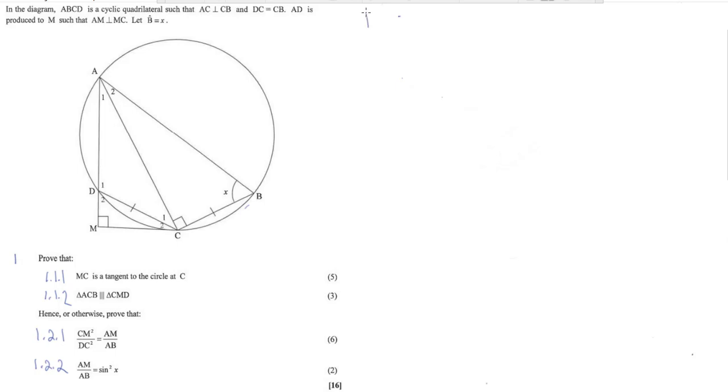So question 1.1.1, we found already that D2 is equal to B is equal to X. Reason is what? Exterior angle of a cyclic quadrilateral. Okay, exterior angle of a cyclic quadrilateral. So we can just do this. This angle is equal to X.